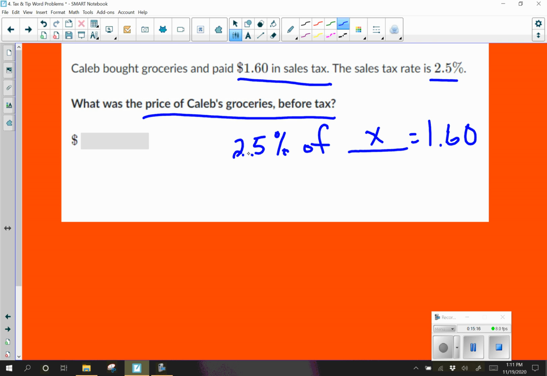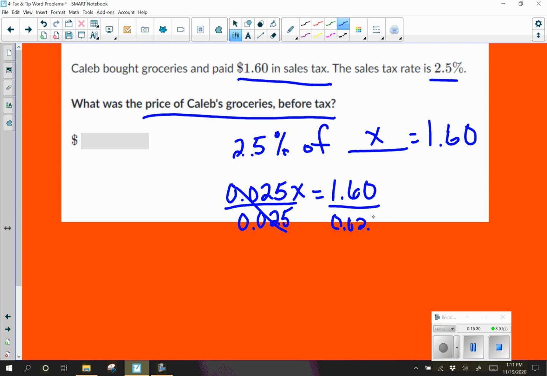Let's convert 2.5% to a decimal. If I scoot 2 places to the left, I'm going to be left with 0.025. We're multiplying by our whole, which is X equals $1.60. And then to get X by itself, we're dividing by 0.025. What we do to one side, we do to the other. And then on our calculators, let's go ahead and divide $1.60 by 0.025, and that gives us $64. So the amount of Caleb's groceries was $64 before tax.